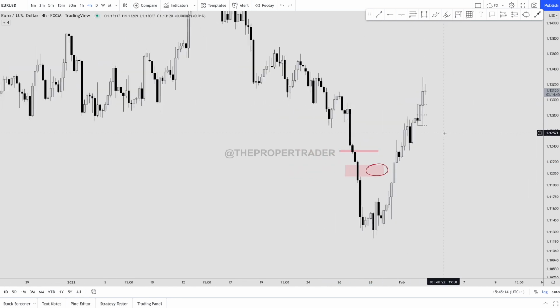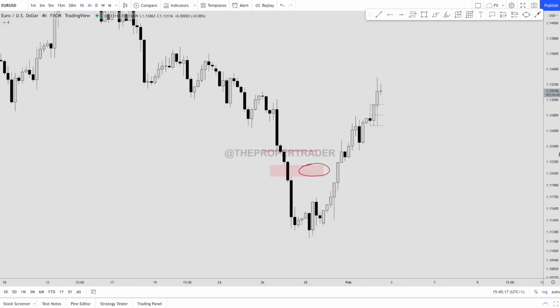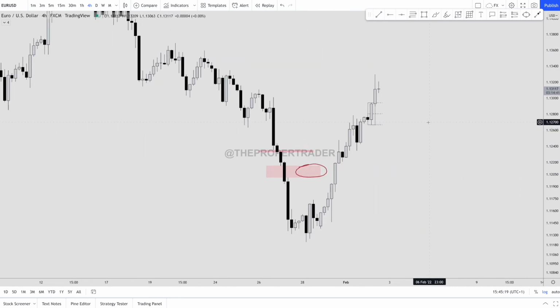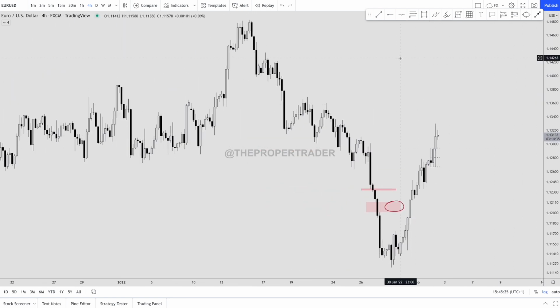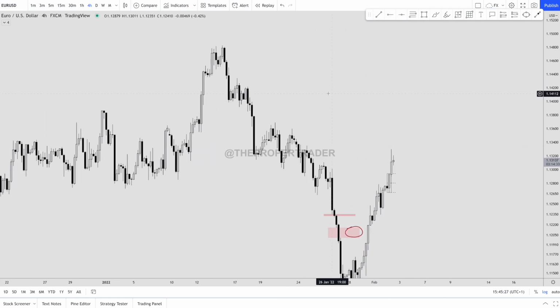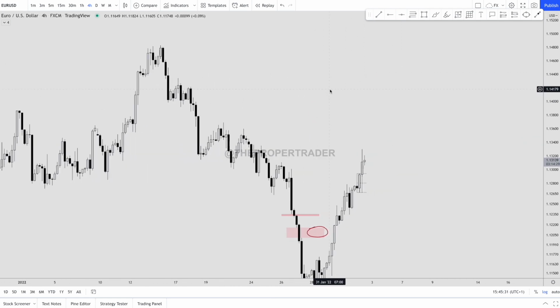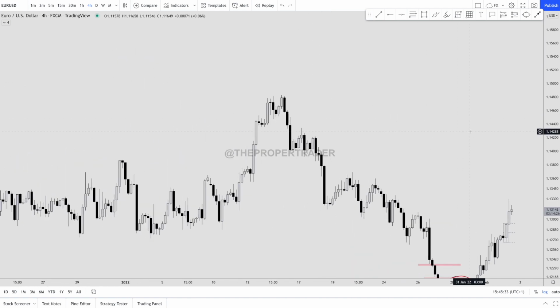So you have to be very careful when you trade these inefficiency zones. They are not as strong as an order block, for example. So yeah, there is a lot of inefficiency in the market, and the market is going to come back into this zone to mitigate the price. So be careful, pay attention to every detail.